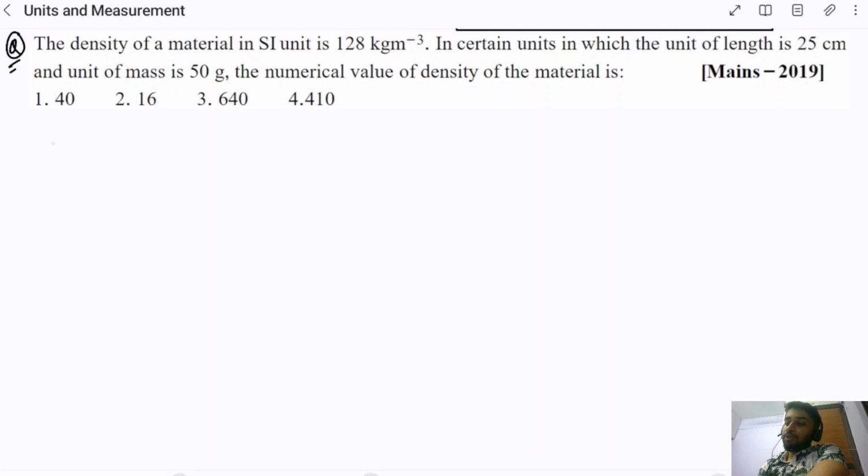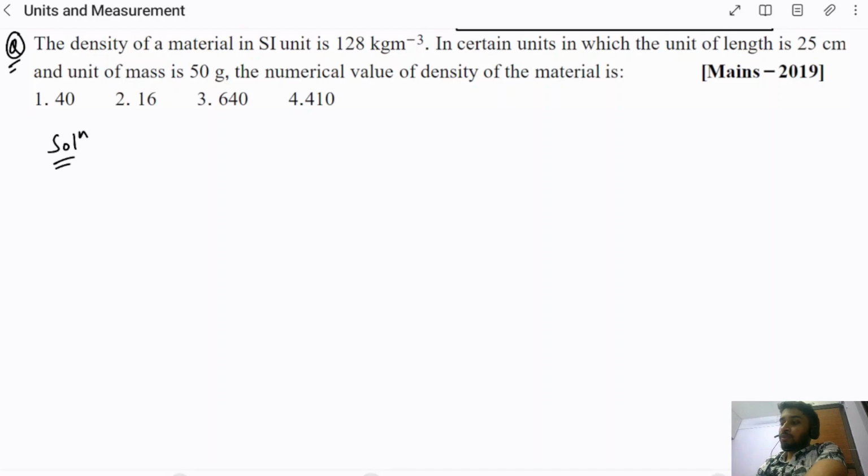Okay. So here in this question they are not converting between any two standard units. One of the unit here is SI unit, whereas the other one they have taken a hypothetical unit in which the unit of length they have taken 25 centimeter and unit of mass they have taken as 50 gram. So we need to find the value of density in this new hypothetical unit that they have created. Okay, anyways the steps will be same, there will not be any difference in that.